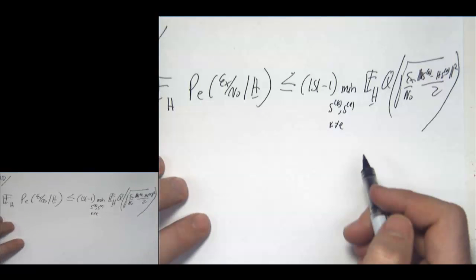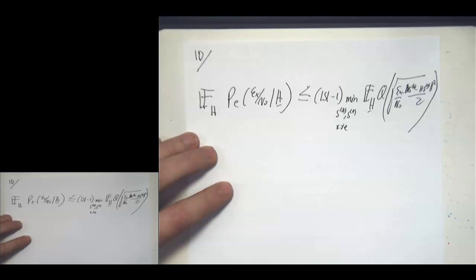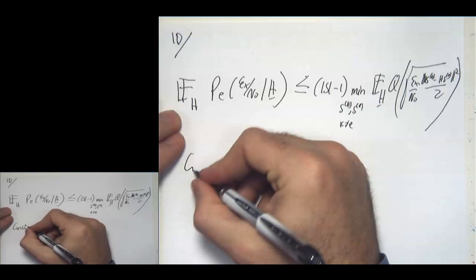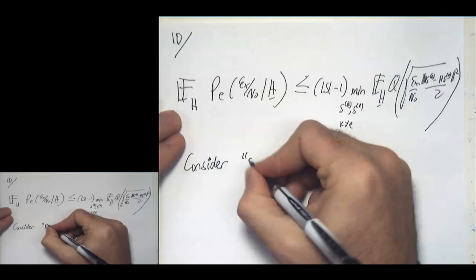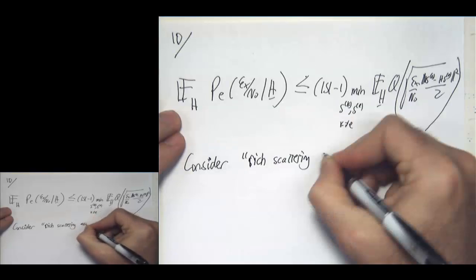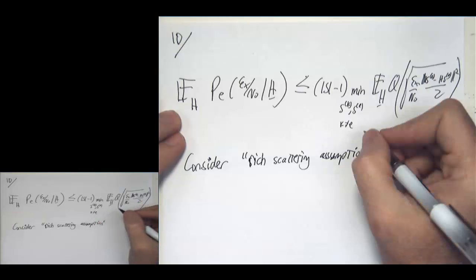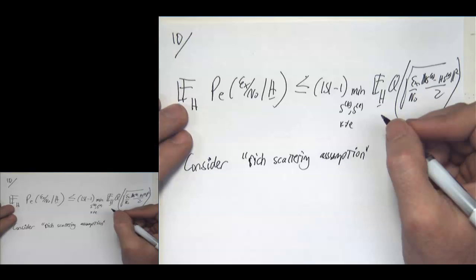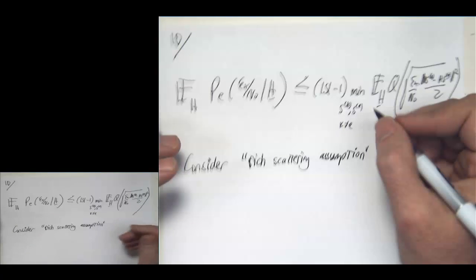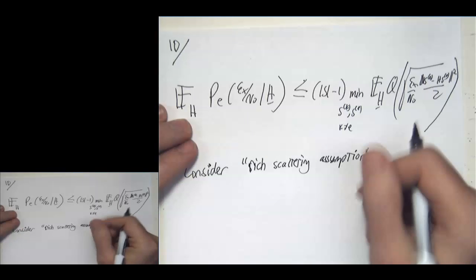To do this, we need to describe somehow the distribution of h. So let's consider what is commonly called the rich scattering assumption. With rich scattering, what this effectively means is just that there's enough scattering so that the channel between every transmit and receive antenna sees a whole bunch of different multipaths, and therefore the values add up differently, and so we can treat them as being effectively independent.